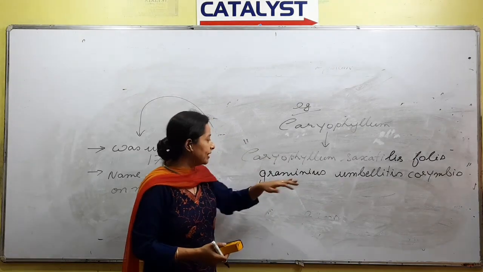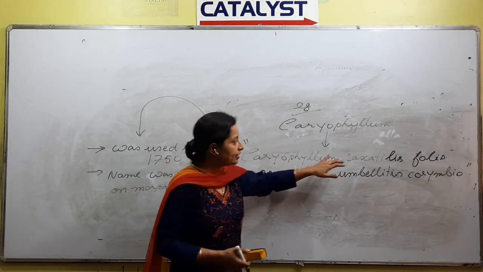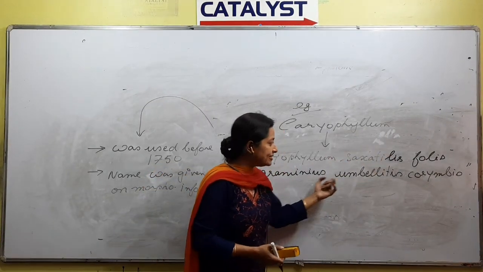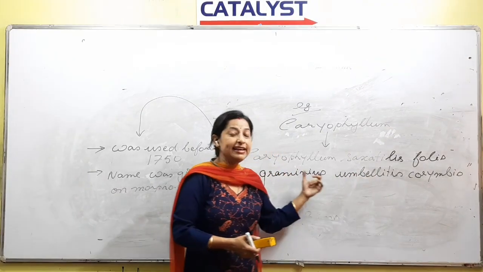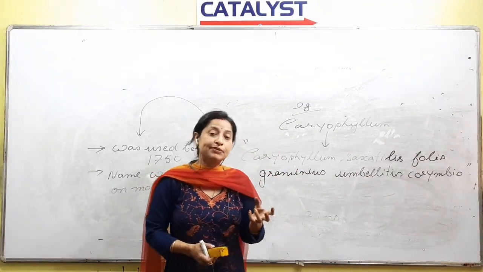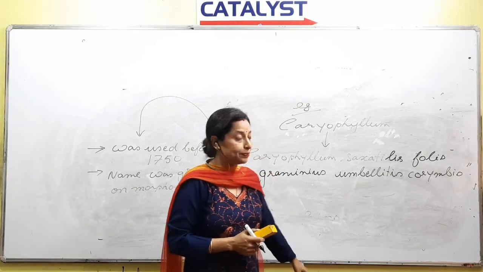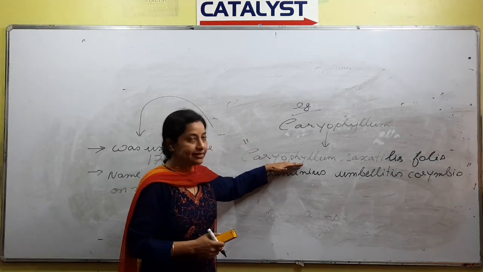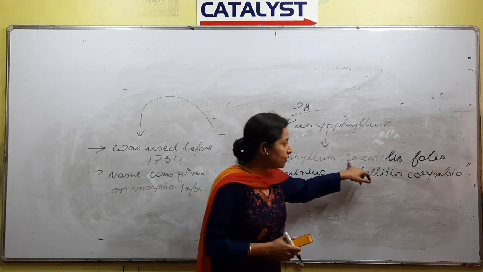What is its name? Caryophyllum saxatilis foliis gramineus umbellitis and corymbes, and each part of the name had to say something about the morphology of that plant. What does it say? The name of the plant is Caryophyllum. It grew in rocky area.